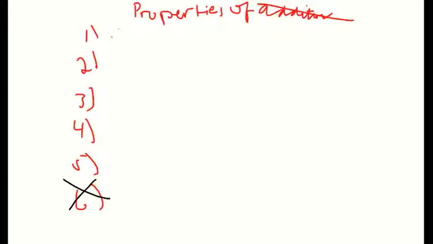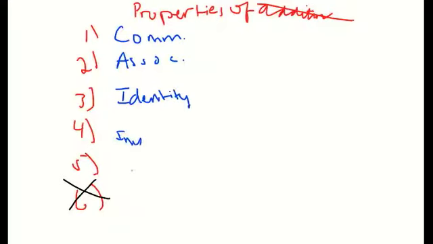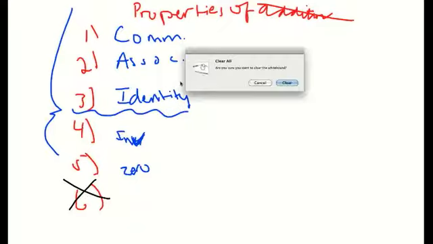Only 5 properties. We have the commutative property, and I'm going to abbreviate these and go into them later. Associative, identity, inverse, and then zero. There's only one zero property. There are a lot of properties of numbers, and you're going to see them all over the place. But for the purpose of pre-algebra, you just need to know these 5. Just keep them in mind. Actually, you really only need to worry about the first 3 or 4 of them.